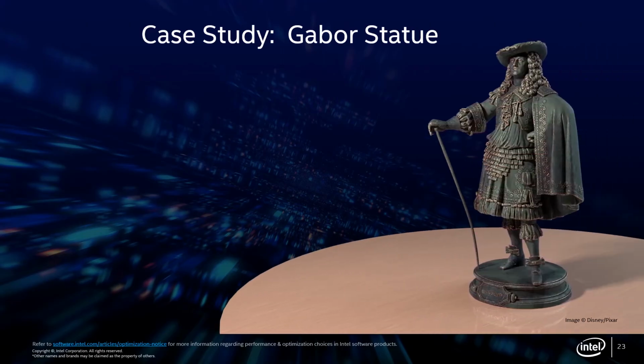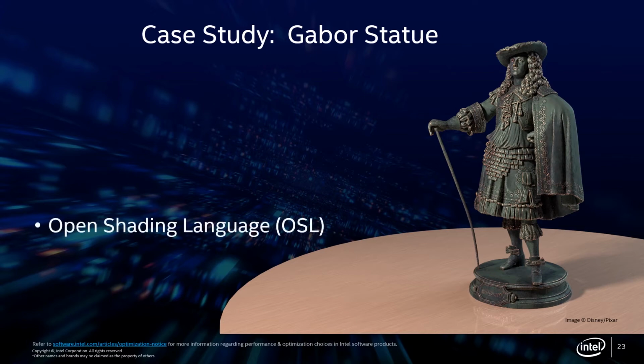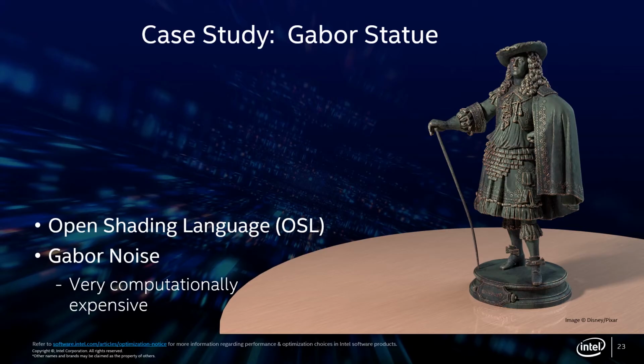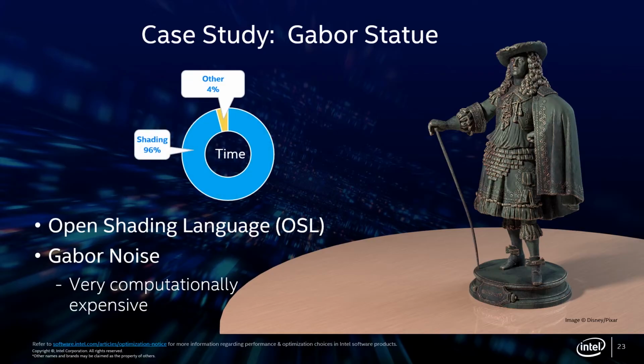Let's examine XPU performance using this compute-heavy Gabor statue asset. It utilizes the Open Shading Language for shading, in particular an extremely compute-expensive Gabor noise. Because of this, 96% of the time is spent in the Open Shading Language, which dwarfs the rest of the rendering pipeline stages.